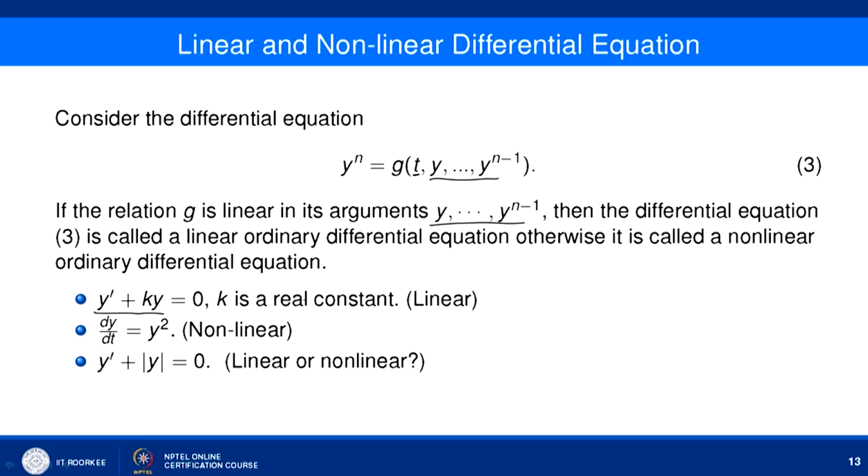Here k is a real constant. Now, if you look at this second equation, dy by dt equal to y square, y is not coming in a linear manner. So, we can call this differential equation dy by dt equal to y square. By the way, here I am writing that y and y dash are coming in a linear manner, and here y is not coming in a linear manner.